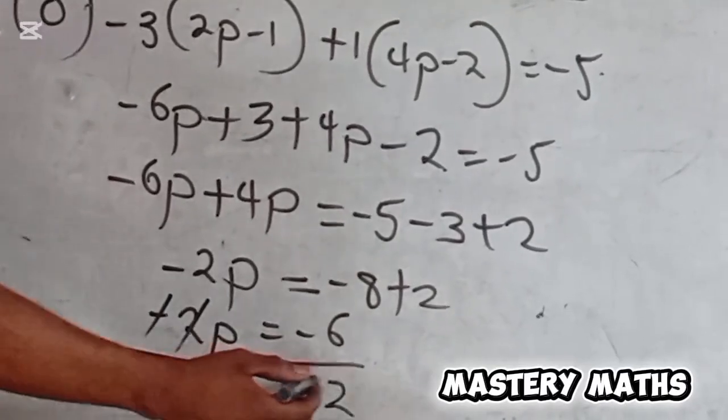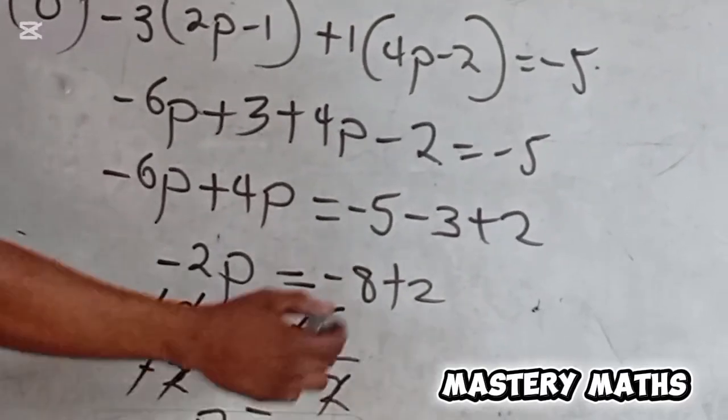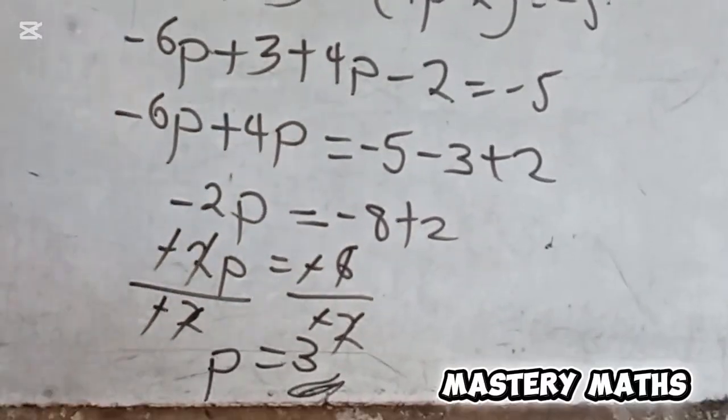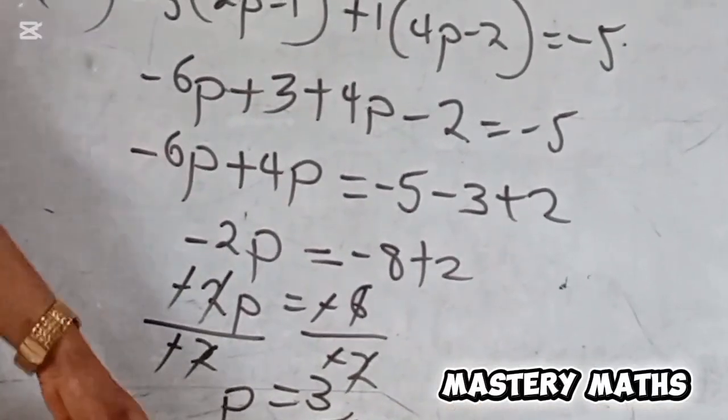Equal to. Minus, cancel out minus. 2 going into 6 will give us 3. You see it? Very simple. We've reduced this into becoming P equal to 3.